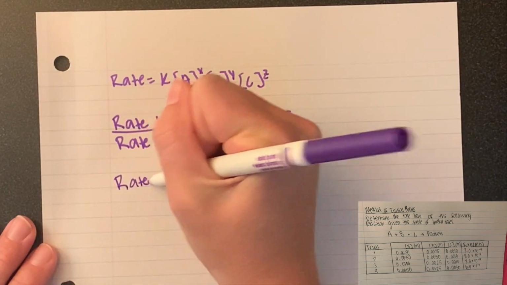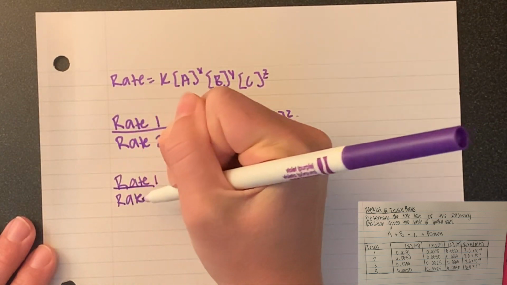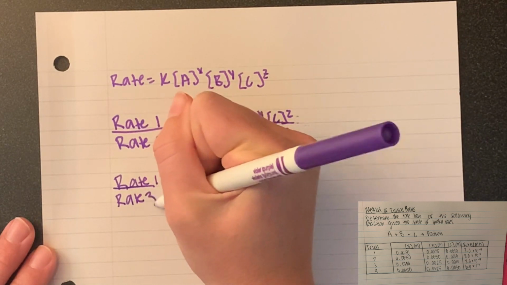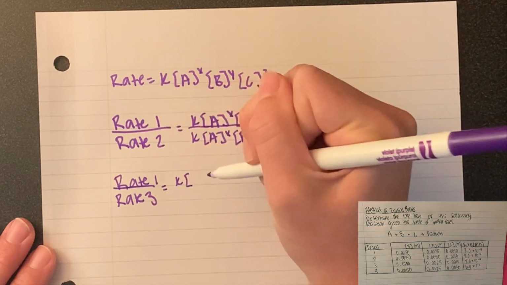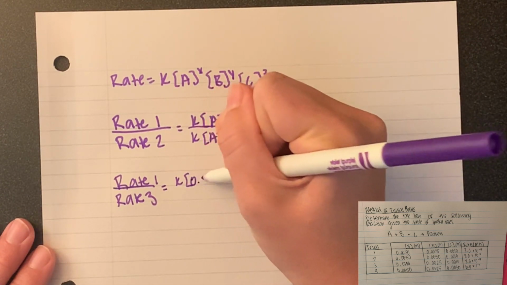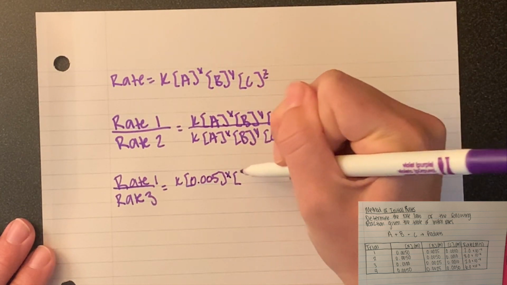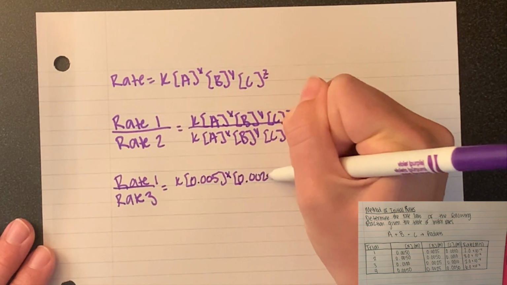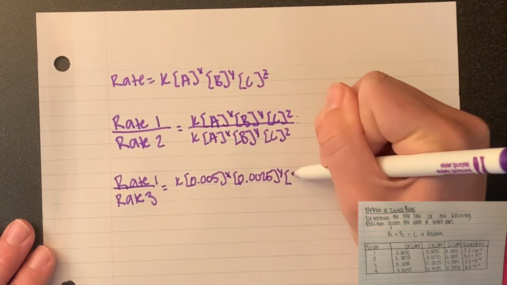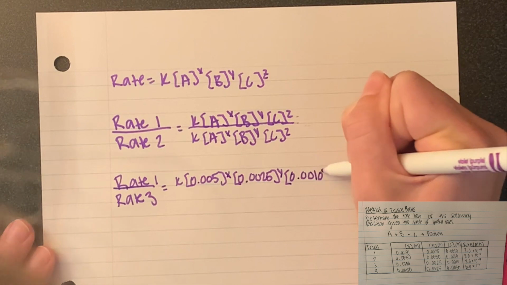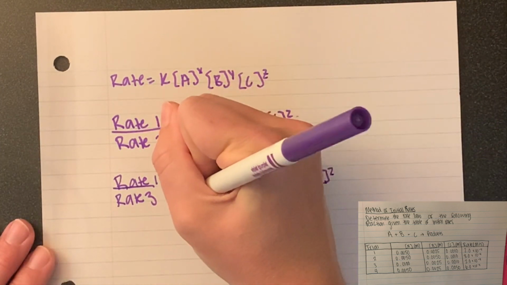So we want to choose trials where all the concentrations are the same except for A. So that would be trials 1 and 3. So we do rate 1 and rate 3, and then we'll plug in those concentrations from the table. So it's 0.005 for A, 0.0025 for B, and 0.0010 for C. So that's for trial 1.